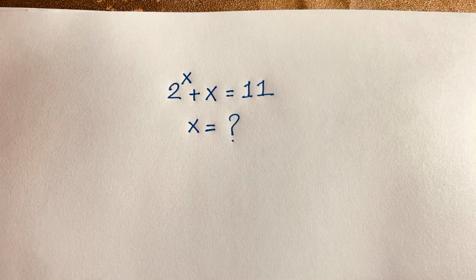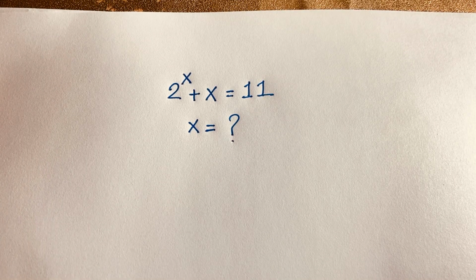Hello everyone. In this video, we will solve an interesting maths Olympiad question: 2 to the power x plus x is equal to 11, x is equal to what? How to solve this algebraic or exponential equation? Here is 2 to the power x plus x is equal to 11, x is equal to what?